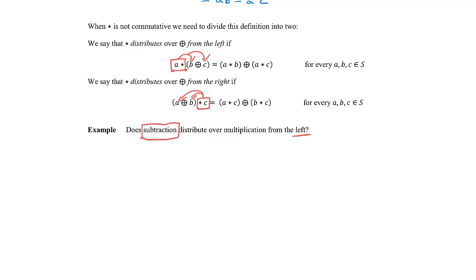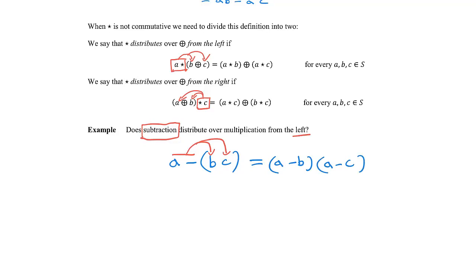So let's set up this equation correctly. We're asking from the left, so it would be a minus b multiplied by c in brackets. And we're asking, does the a minus distribute to the b and the c? So the result of this equation that we'd be looking at is a minus b multiplied by a minus c.